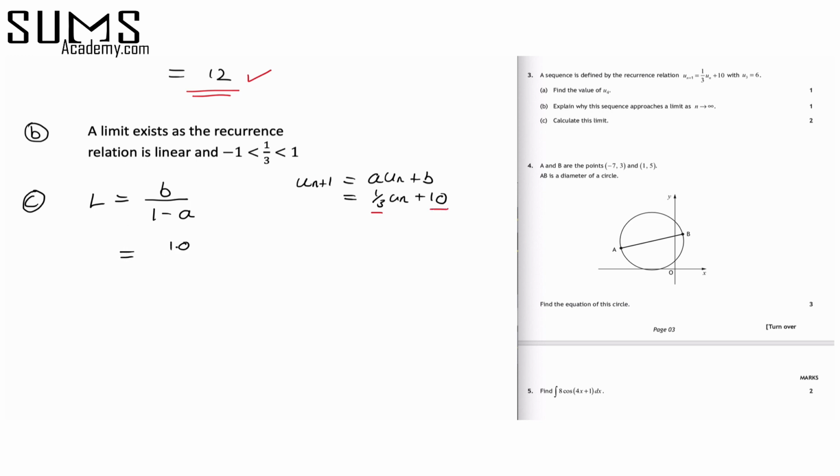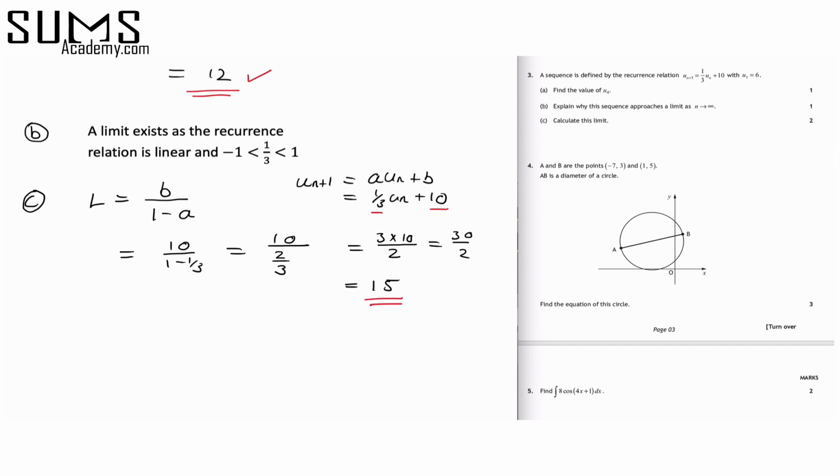This becomes 10 over 1 minus 1 over 3, which is the same as 10 over 3 over 3 minus 1 over 3, so 2 over 3. And now, to do it on a calculator, you can take the 3 up to the top, which is equal to 3 times 10 over 2, which is the same as 30 over 2, which is equal to 15. And there's your limit there, 15.